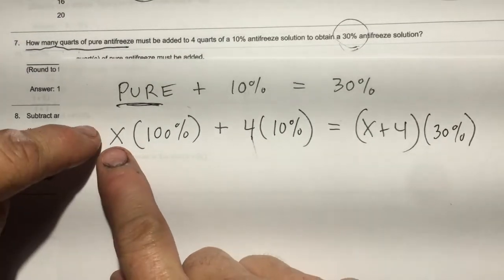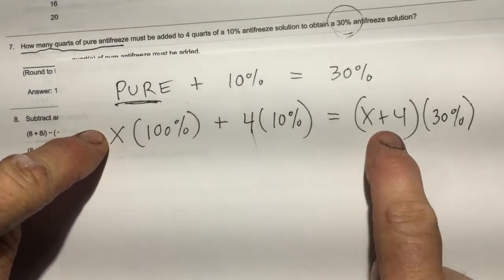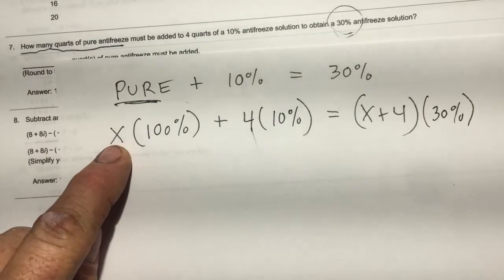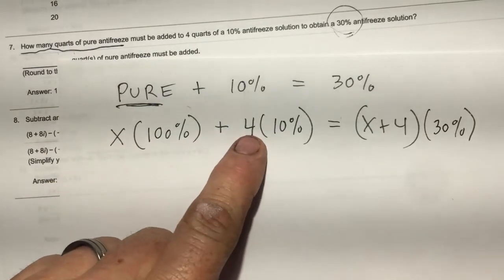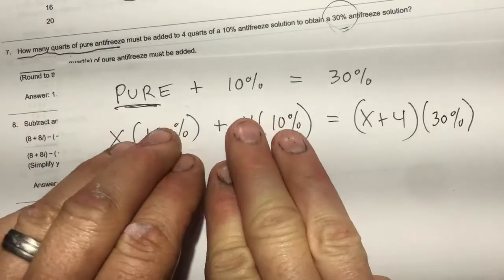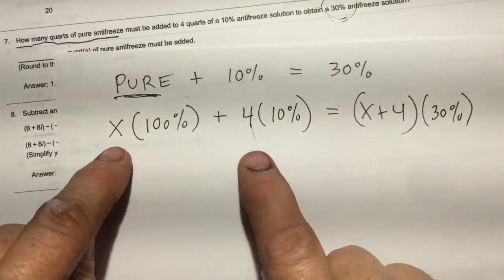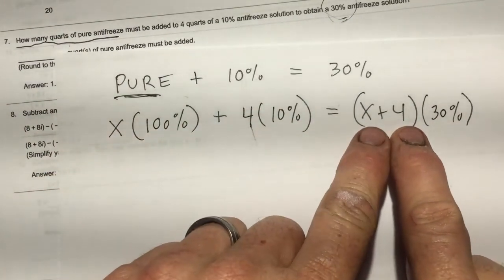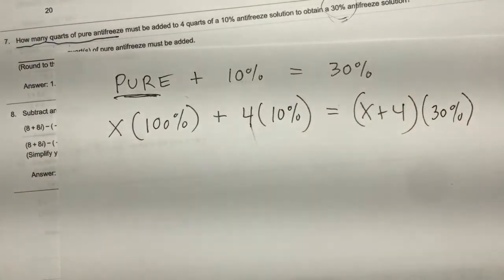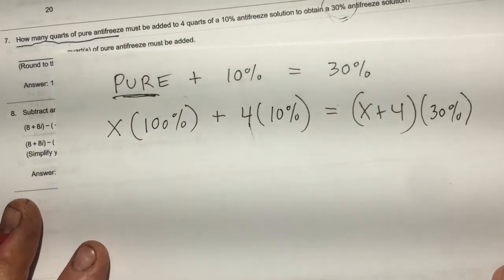If this is 3 quarts, it's going to be 3 plus 4, 7 quarts over here. Or if it's 20 quarts, 20 plus 4 is 24 of this. So I'm going to add these two together to equal this one. And so that means these two have to be multiplied to the percent over here. So this is how you set it up, okay?